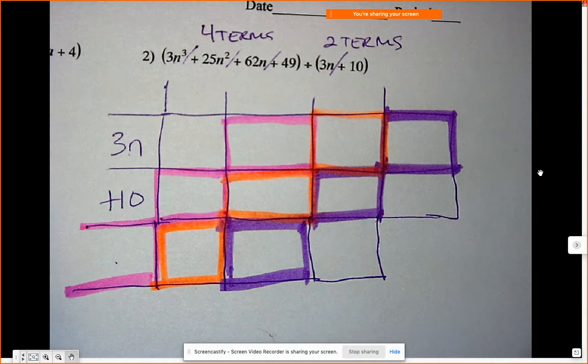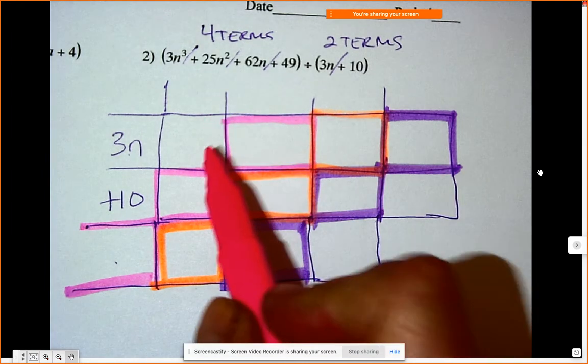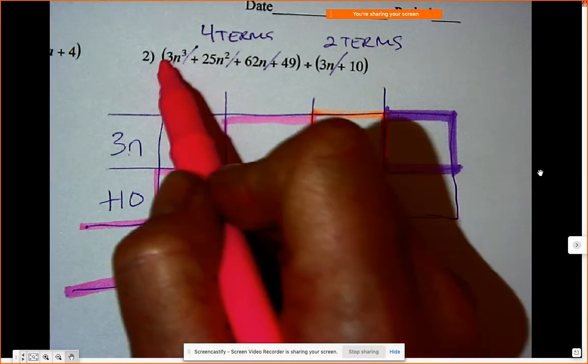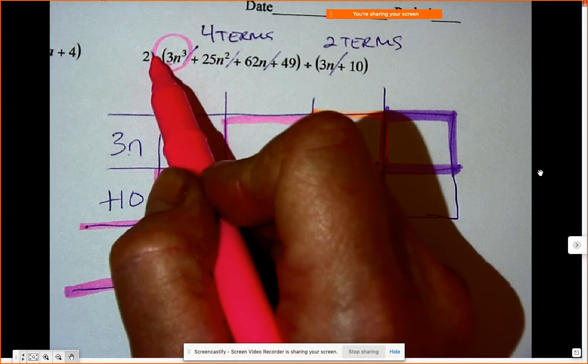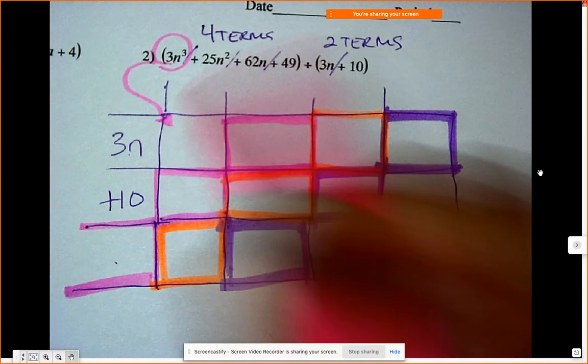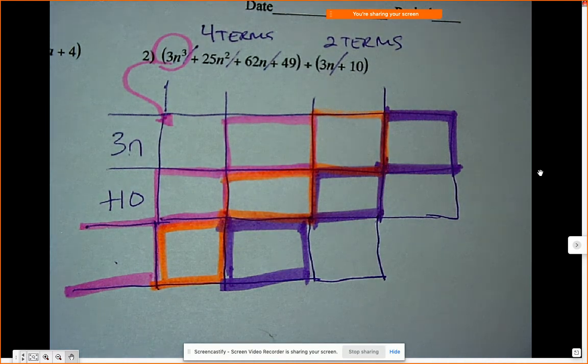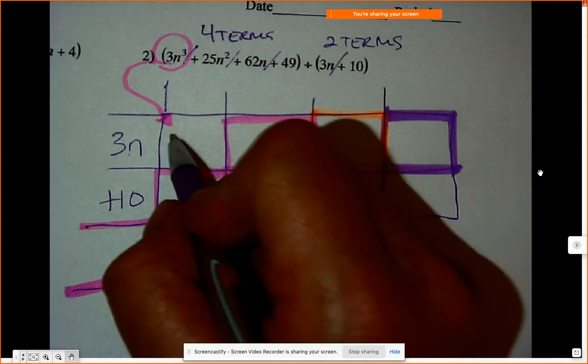I will tell you the first thing you need to do to get jump started is you take the very first term and it comes down into this first box. Always. No exception to that rule.